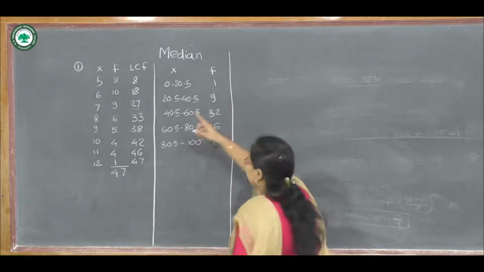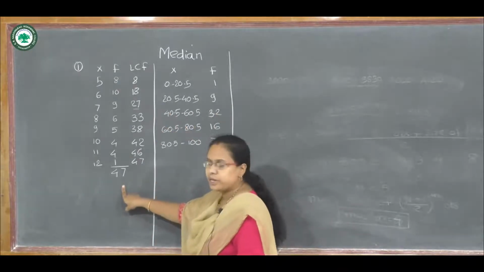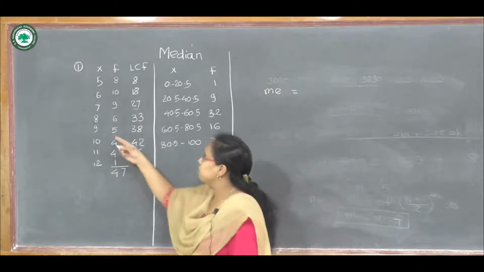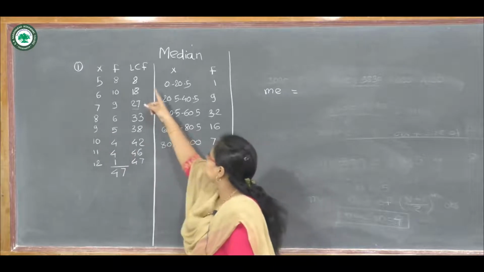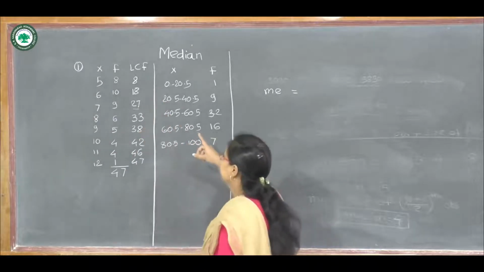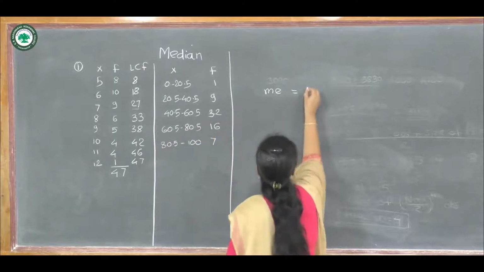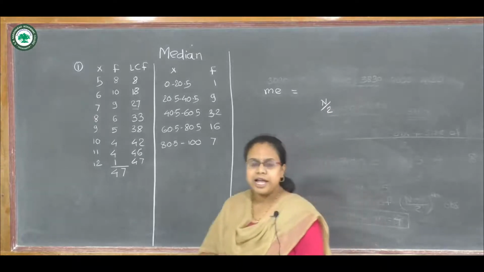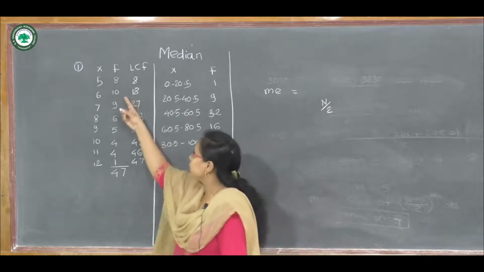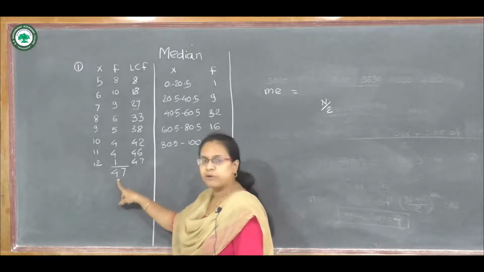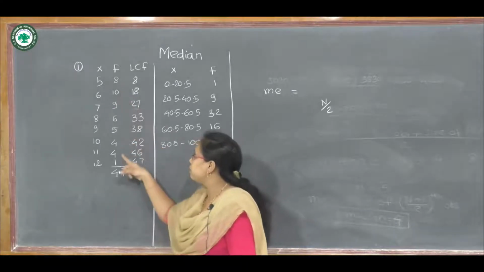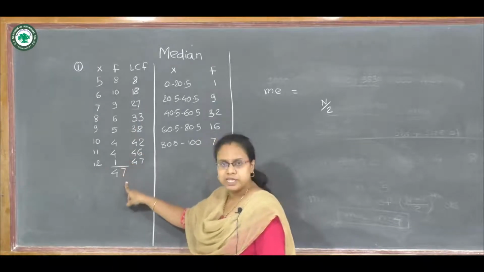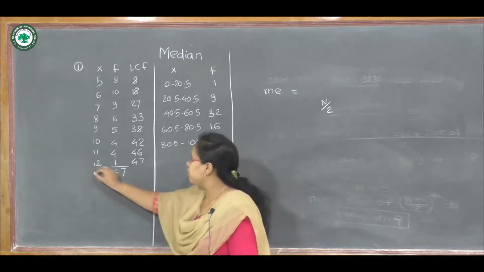So in this type of data, how to calculate the median? Its formula is: the median is that observation for which the less than cumulative frequency is equal to or exceeds the point n upon 2. First we have to calculate n upon 2. Here n means total frequency. Here it is 47, as I have added the frequencies. So the total of this f is 47, and 47 is our n.